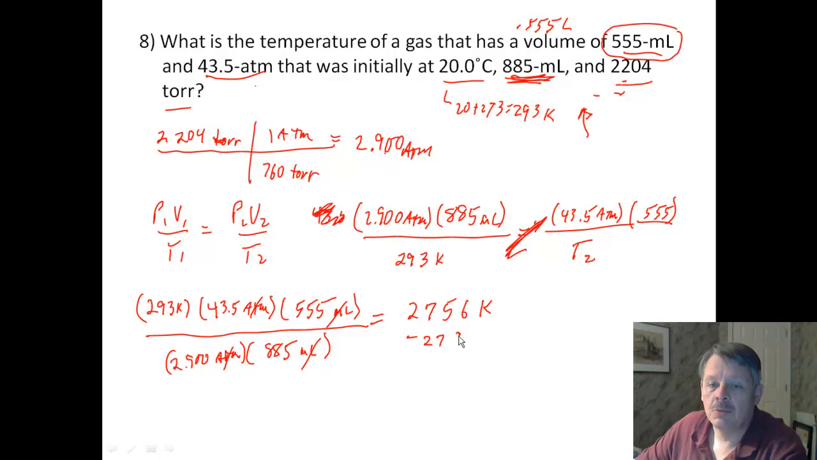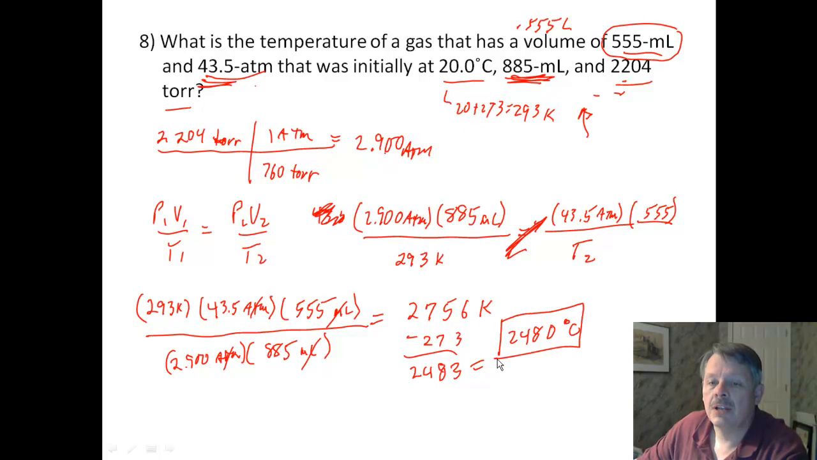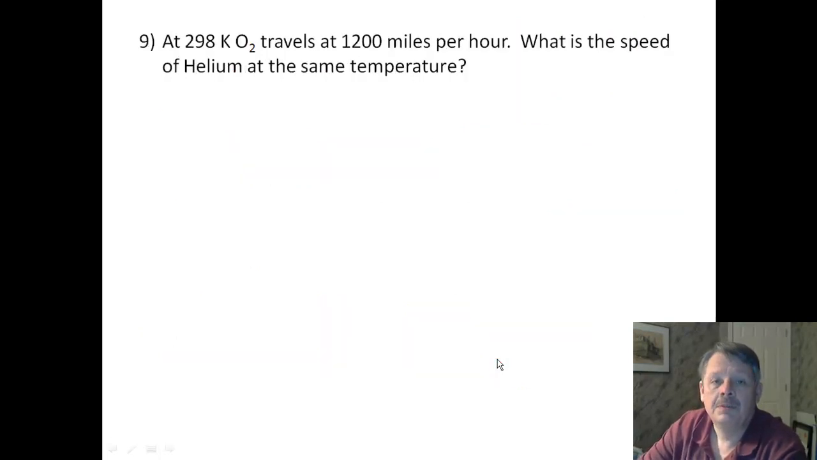I have to subtract 273, remember, to go back to Celsius. And so I end up with 2483. But I've only got 3 sig figs up here, so I'm going to end up taking this to 2480 degrees Celsius. That's my final temperature. That is absolutely huge. All right, number 9.